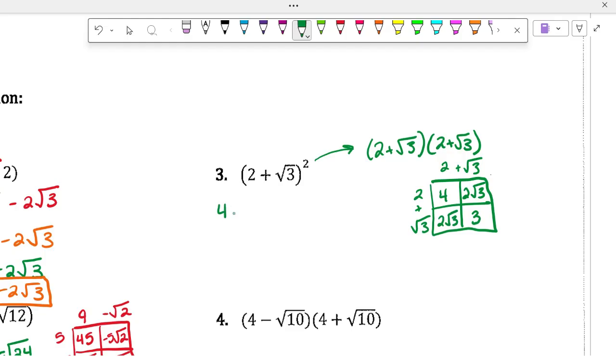So if I pull everything out, 4 plus 2 square root 3 plus 2 square root 3 plus 3. What can I combine? The 2 square root 3's and the 4 and 3. I don't know why I highlight all that in the same color. There we go. So I would get 7 plus what square root 3? 4 square root 3. That's it.